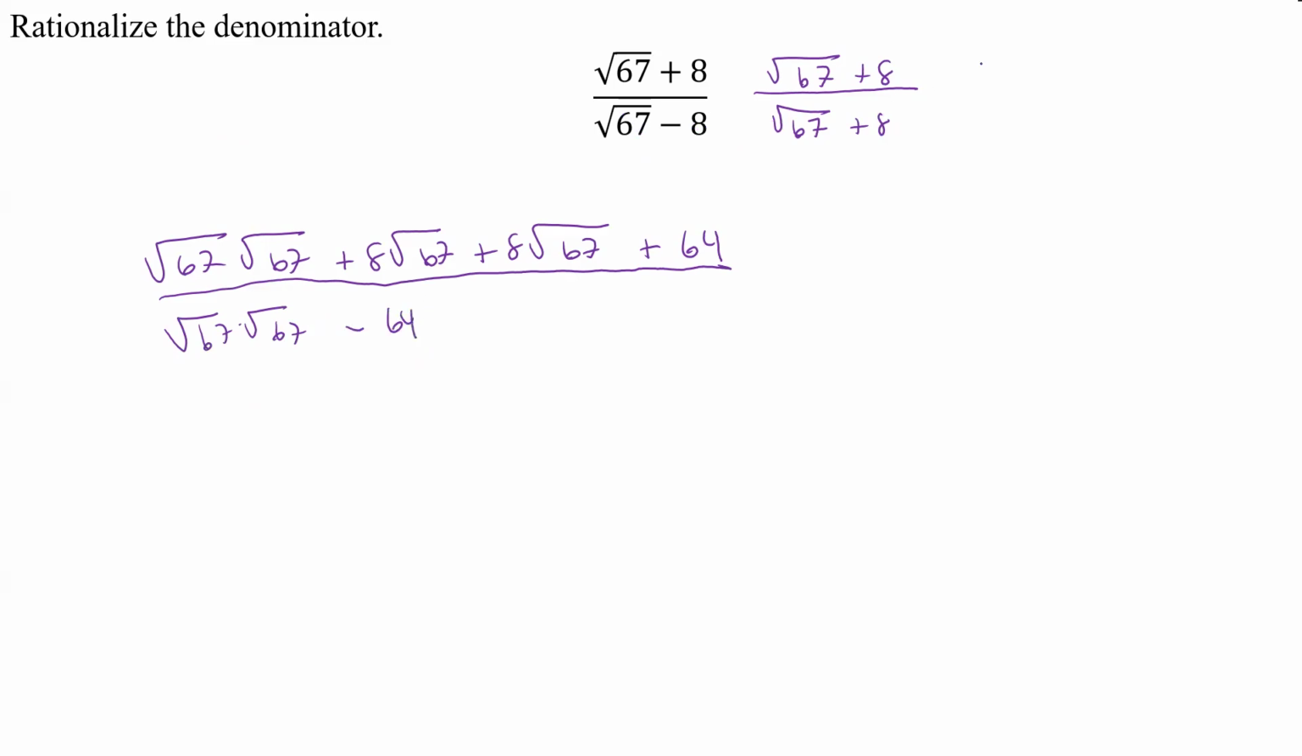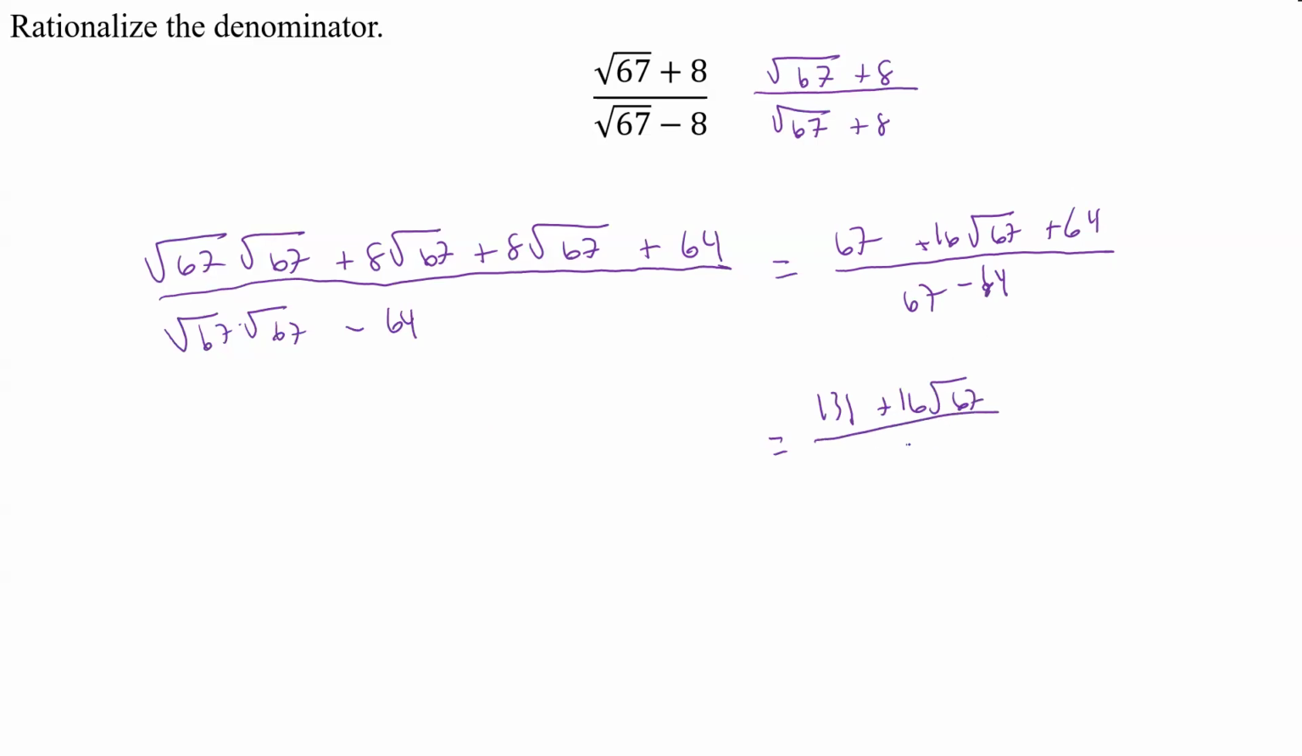All right, so now let's simplify some here. So what we have here, this times this, that's just going to be 67. This 8 and 8 is going to be plus 16 square root of 67, then plus 64 all over. Now that's going to be 67 minus 64. So here we have 67 plus 64, so that's going to be 131 it looks like. And then plus 16 square root of 67 all over 3.